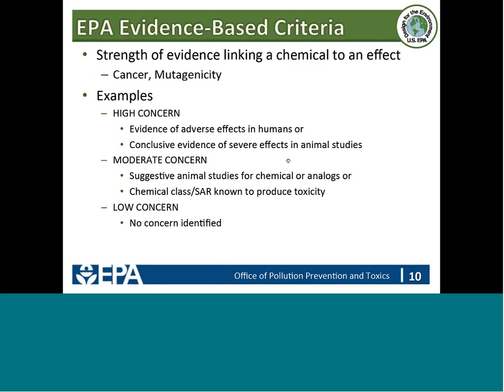We also use what we refer to as evidence-based criteria, and that's based on the strength of evidence linking a chemical to an effect. For example, a known human carcinogen, a suspected mutagen. So depending on how much data you have, you can assign high, moderate, or low concern when you're assessing a chemical under this type of criteria. The evidence-based criteria is also useful when you have no data, but you might know a chemical falls within a chemical class that's associated with known toxicity, and so then you can use that as you're bringing whatever information you have to the table to assign a level of concern.